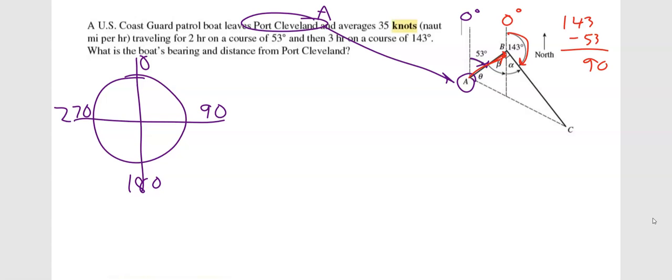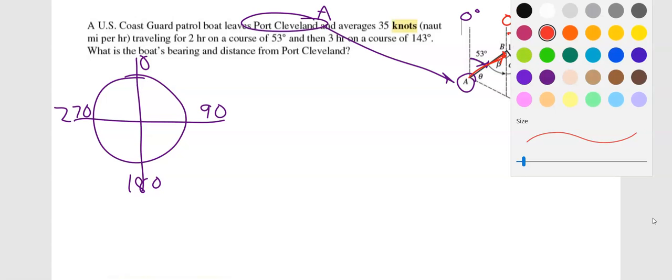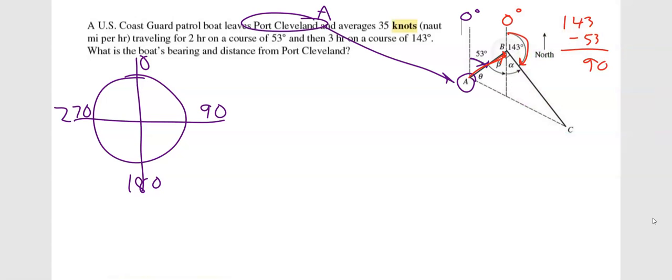Okay, so it's very, very convenient. And why am I subtracting? Well, if you extended that out, you could realize that that angle's 90, which means the one inside the triangle has to be 90. So we're talking about basically a right angle. If this boat was traveling for 2 hours at 35 knots, then we could say that it traveled 70 nautical miles.